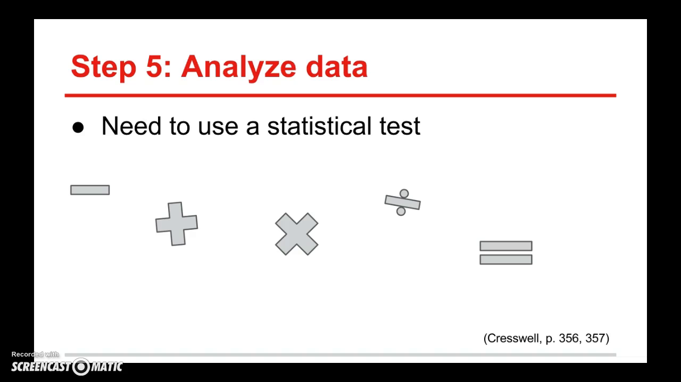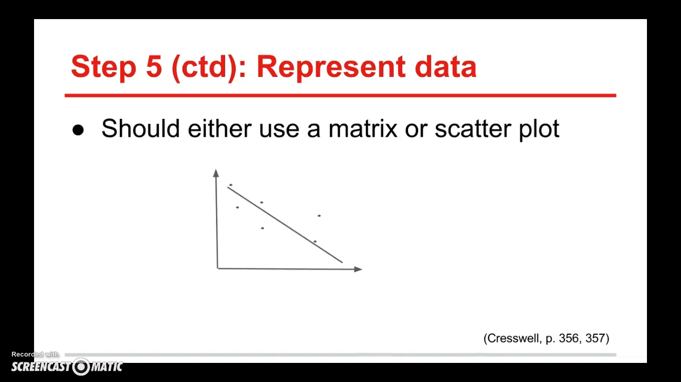You need to use a statistical test for this. First you would make a graph, and then you would analyze it using a statistical test, plugging in your numbers for variables. And again, you're representing the data with a matrix or scatter plot graph. This shows that there would be a negative relationship.